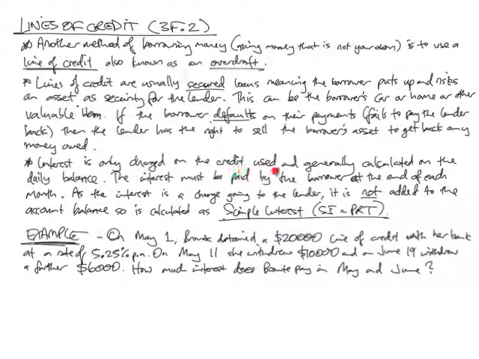Interest is only charged on the credit that you've used, and generally you're calculating on a daily balance, so much like your savings accounts. The interest has to be paid by the borrower at the end of each month. That's like your savings account too, but you're paying the interest. You're not getting it paid to yourself. And as the interest is a charge going to the lender, you're not adding it to the account balance. So it's calculated as simple interest as well.